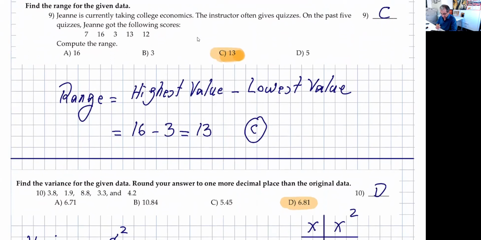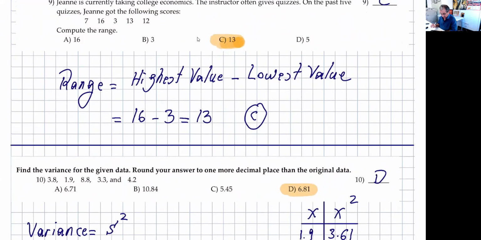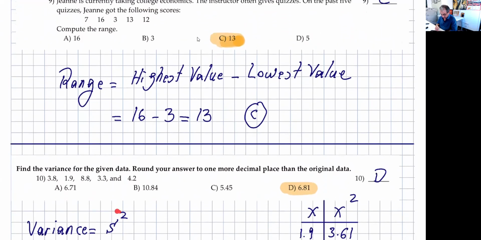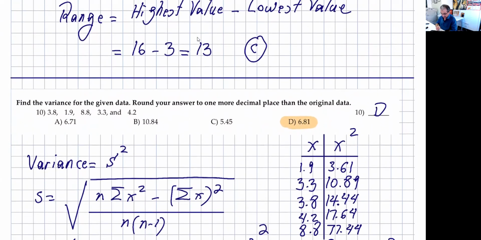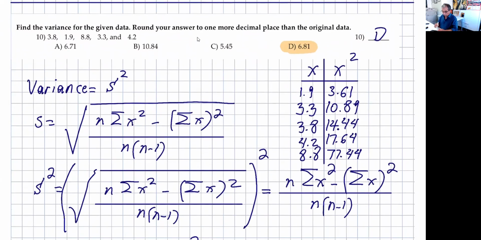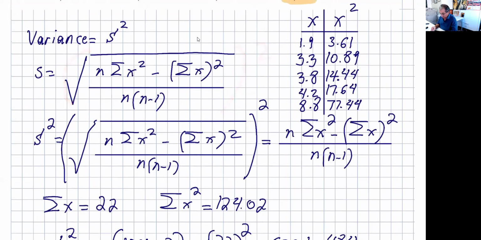Number 10, find the variance. Let's go over this. First thing I want you to know, the variance is the standard deviation squared. This is the formula for the standard deviation. You can use this formula, or you can use your calculators. I did the hand calculations for you. If you want to find the variance, it's s squared. If you square that, the square and square root cancel, and you're just left with this expression. This is the variance.